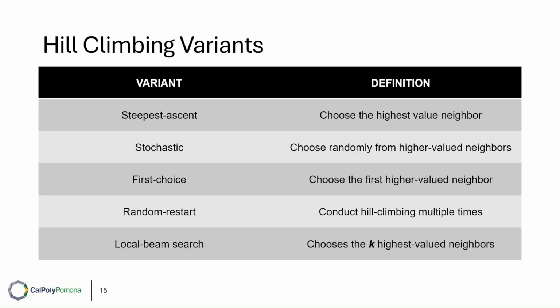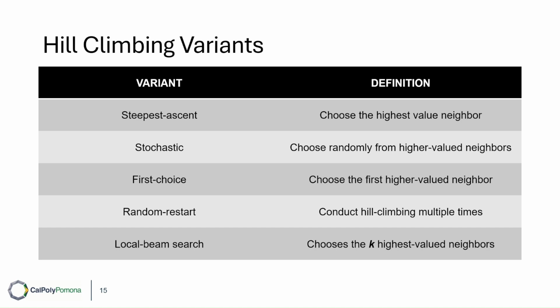As we saw earlier, because of our limitation, multiple hill climbing variants have been taken into consideration, and we saw the steepest ascent or steepest descent, which chooses the best or the highest value or lowest value neighbor. And there is the stochastic variant, which chooses randomly from the higher valued neighbors. So if you have 5 neighbors that are all the same value, we randomly choose one of these neighbors.